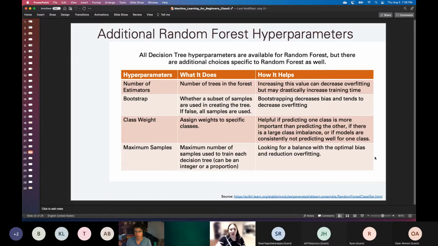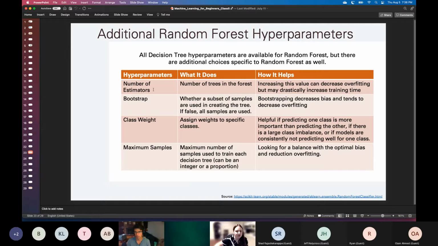So for the most part, the decision tree hyperparameters that we just talked about, I think all of the decision tree ones, apply to random forest. However, there are some additional ones that we have as well. In this case, class weight, it's called something different here. So we're giving the class weight. We've already kind of talked about this.